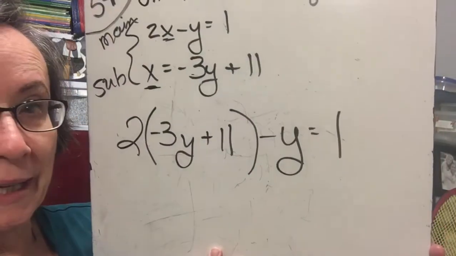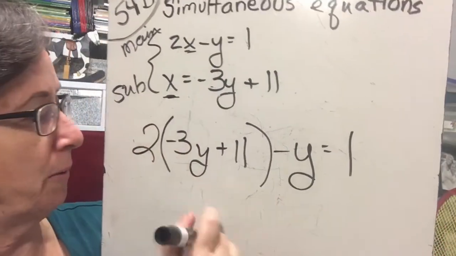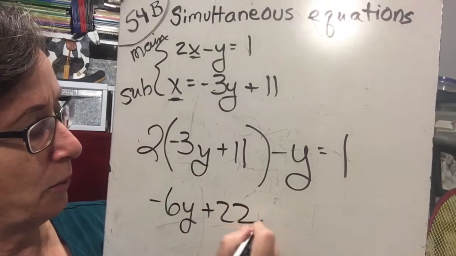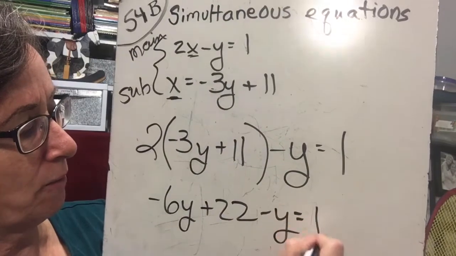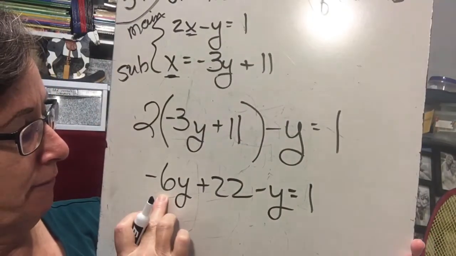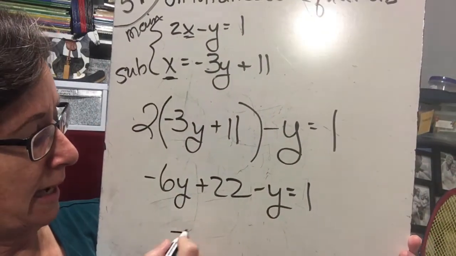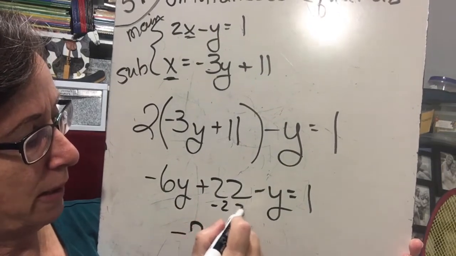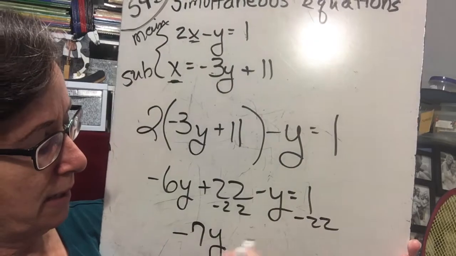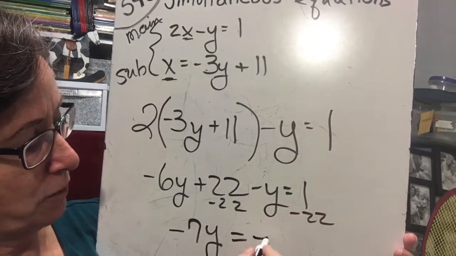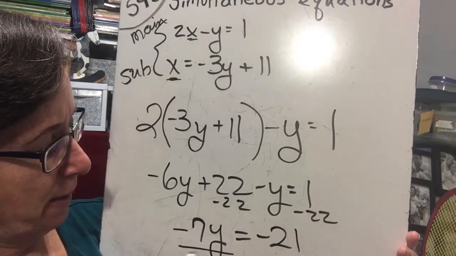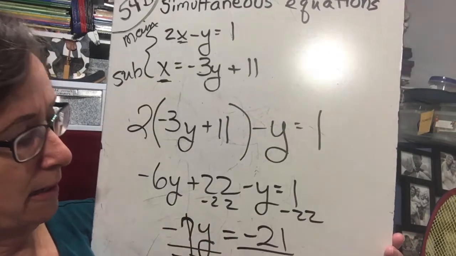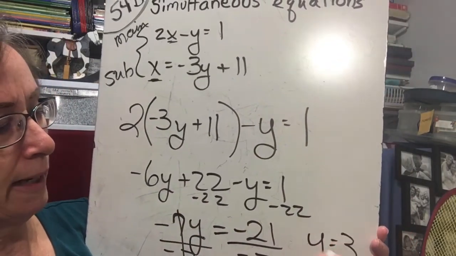So now we can distribute this 2 through here. So negative 6y plus 22 minus y equals 1. Negative 6y minus y is negative 7y. Now I'm going to subtract 22. Subtract 22 is equal to negative 21. Divide by negative 7. Y is equal to 3.